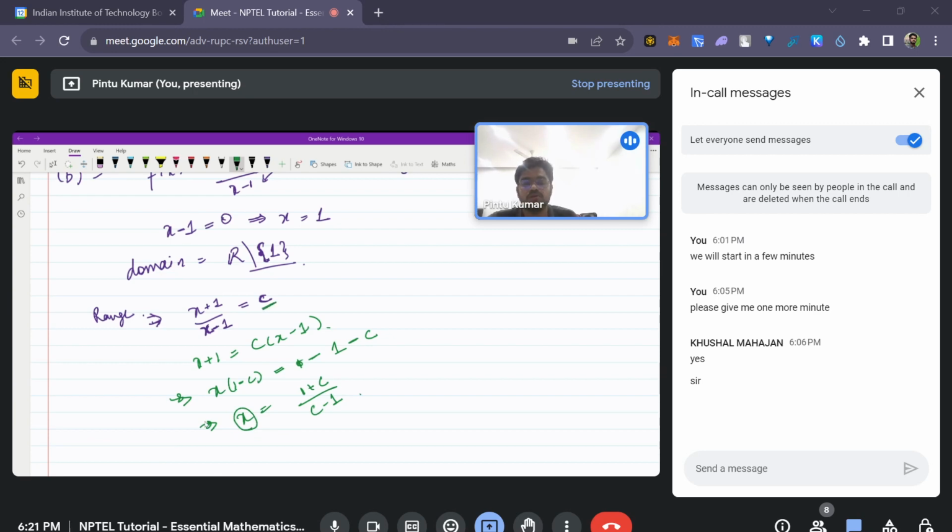Okay. Now, for what value is this not defined? This is not defined when c is equal to 1. So you can't find an x when this particular term is equal to 1. So what is your range? Range is again R minus 1. Any doubt in these two parts?